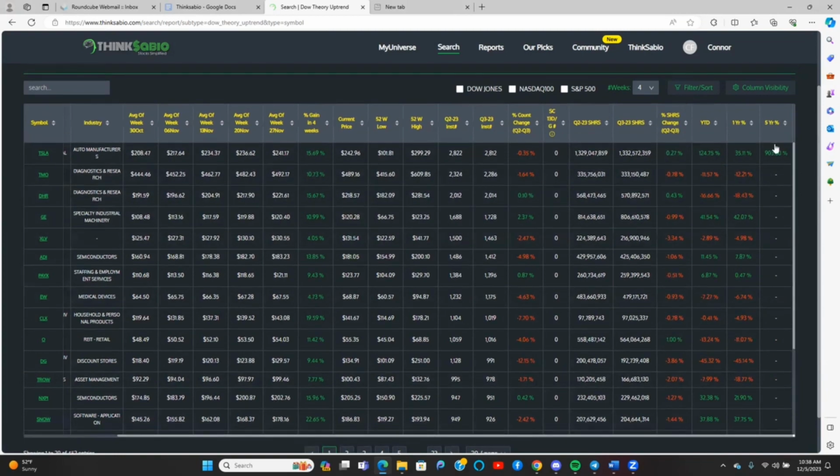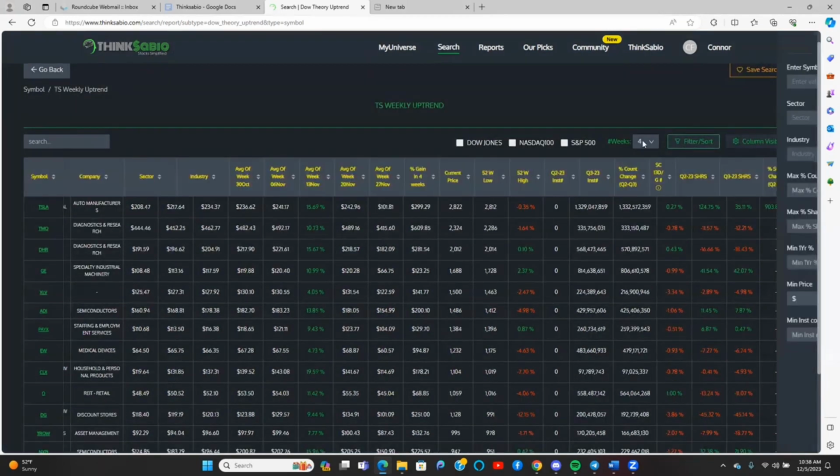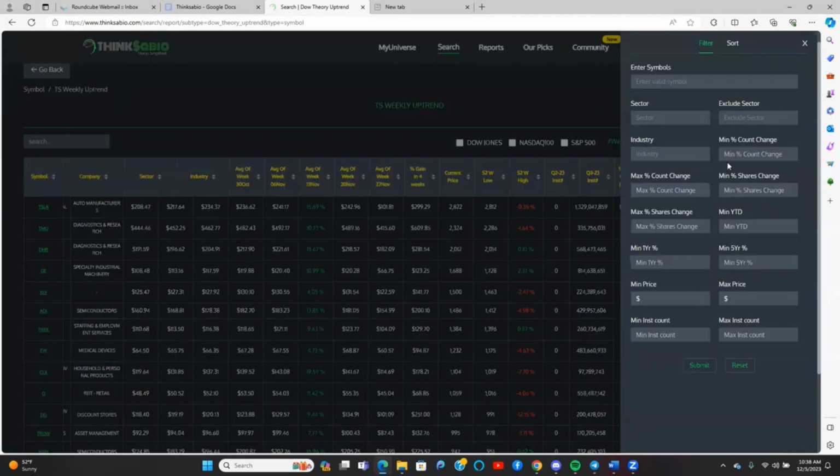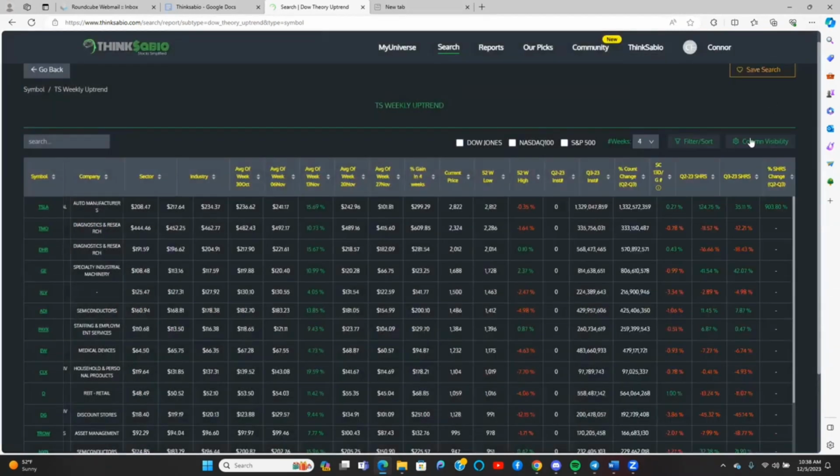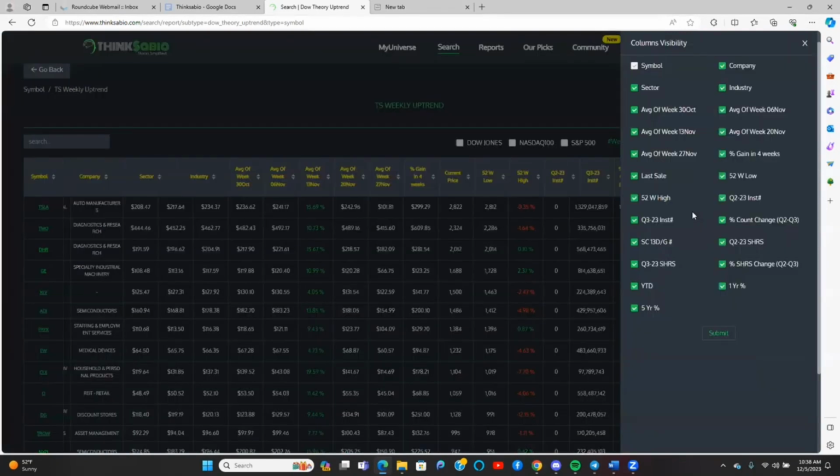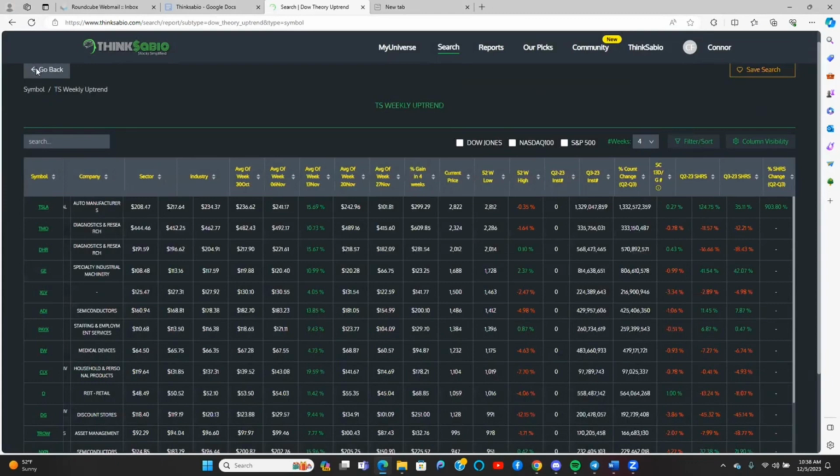And as with the other reports, you can filter and sort by certain values. For instance, you could sort by the highest rate of return or the highest current price. And then you can also choose which columns you would like to see and which you would like to filter out, customizing the data for what works for you.